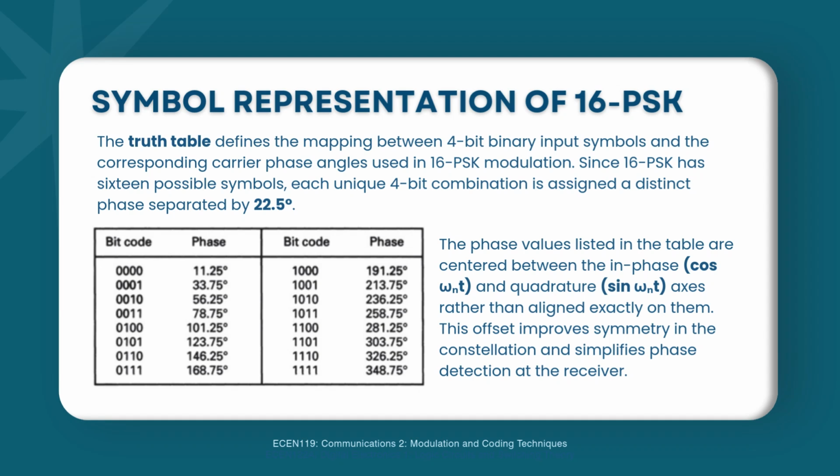The bit codes are arranged using Gray coding, meaning that adjacent phase states differ by only 1 bit. This minimizes the number of bit errors when noise causes the received symbol to be detected as a neighboring phase, thereby improving the overall bit error rate, or BER, performance of the system. During transmission, the modulator consults this truth table to convert each incoming 4-bit group into its corresponding phase shift. At the receiver, the detected phase shift is compared against the same table to recover the original digital data.